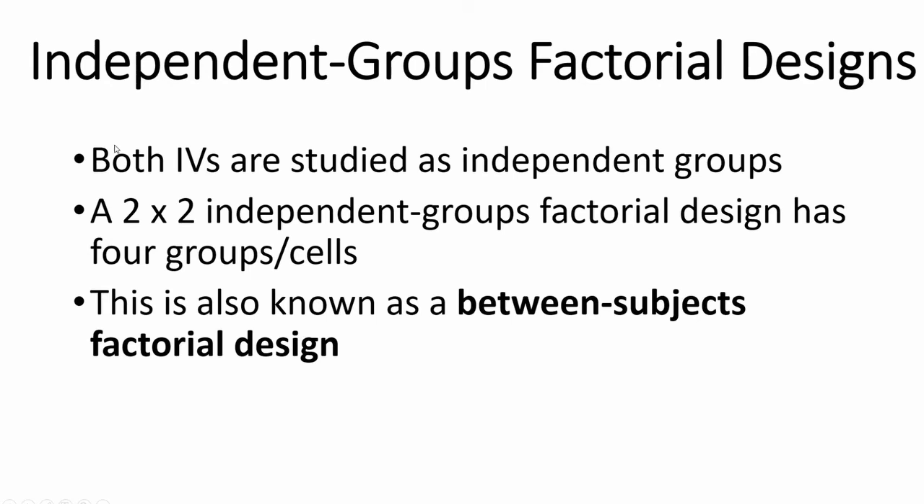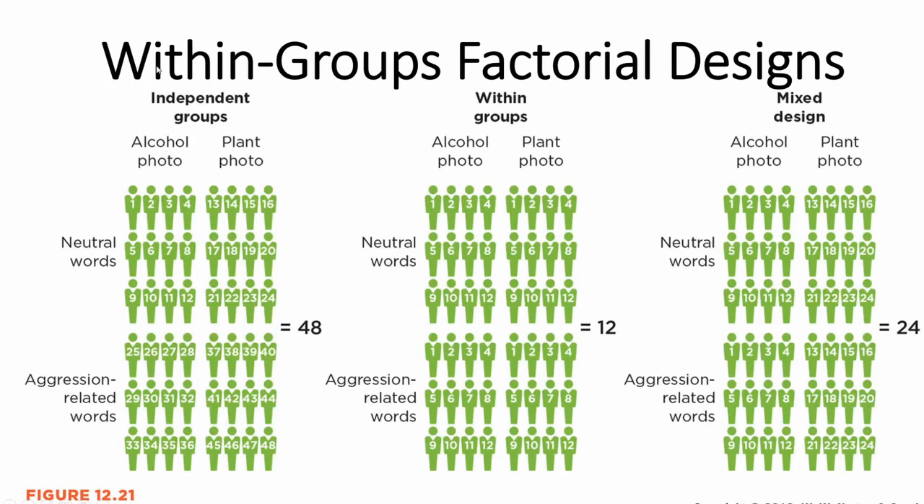So first, if we want to look at independent groups factorial designs, we can talk about both independent variables being studied as independent groups. This might be the way that you have been thinking about our factorial designs, our 2x2 layouts. And this is the case where each cell is going to consist of its own group. So I can actually show a visual of this on the next slide.